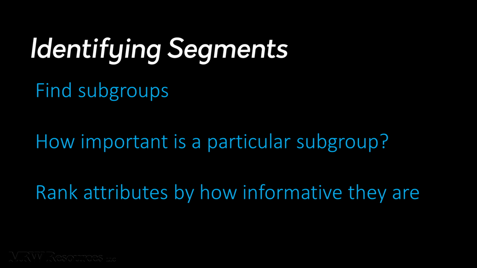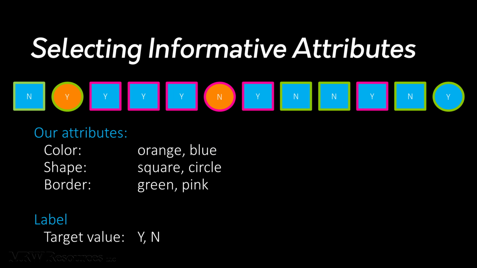So let's say we do have a large data set. How do we start figuring out which attribute gives us the best, the most informative partition? And in this example, we can start with a binary classification problem. Yes or no? So in the example you see on your screen, we have 12 objects. Each object may have one of two colors, orange or blue, one of two shapes, square or circle, and one of two borders, green or pink. So each object is labeled with a Y or an N, which represents the value of our target variable.